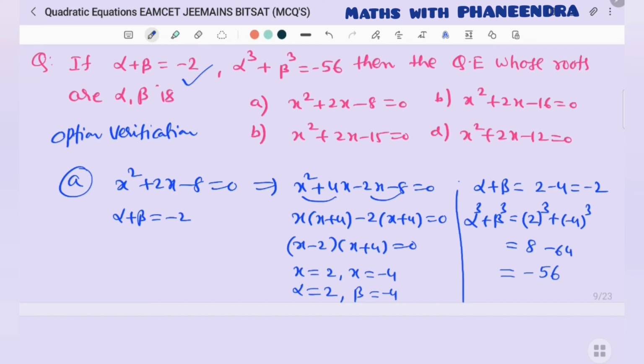4 cube means 64 only, no? 2 cube. So 56 is also there. So the first option is the right option. No need to go for the other options. So the first option is the right option, dear students.